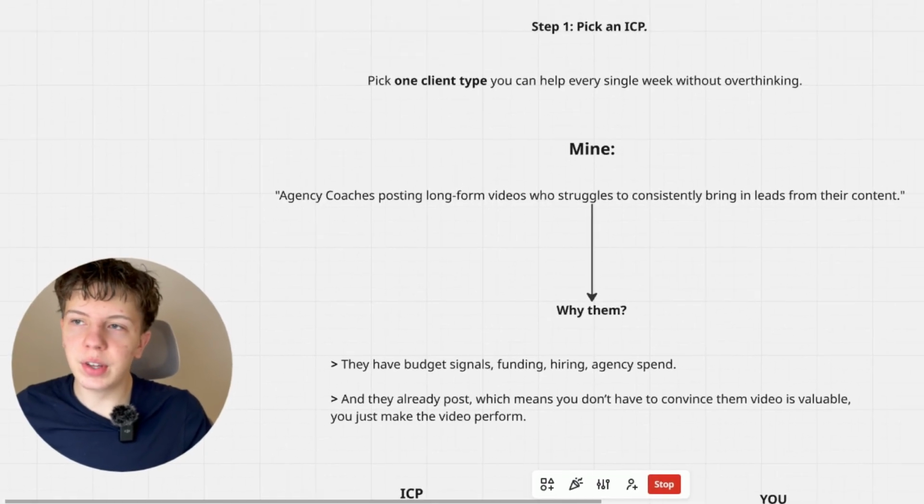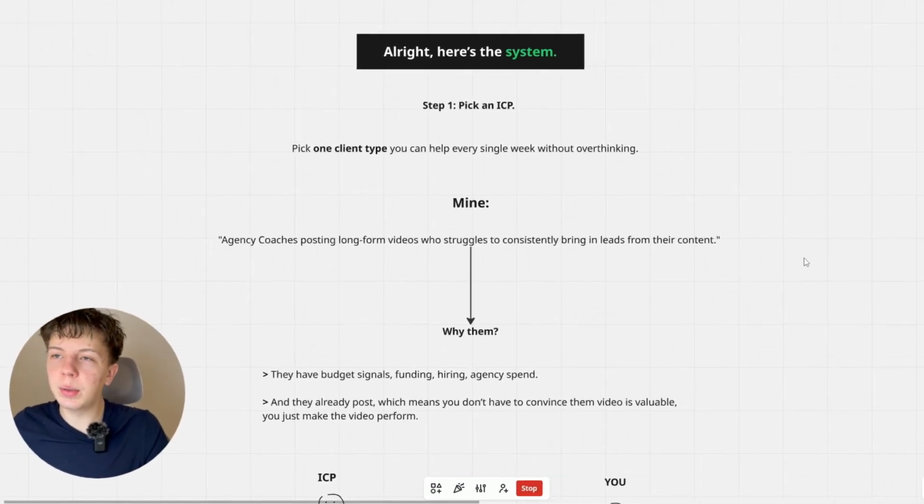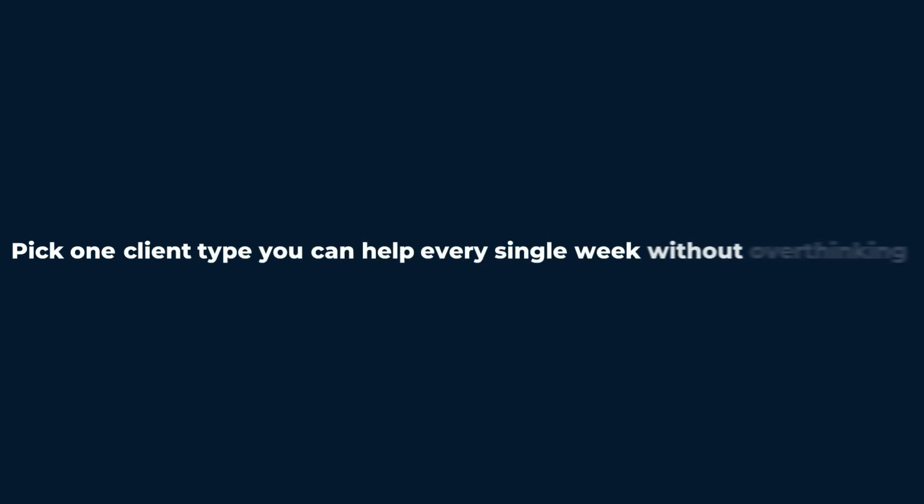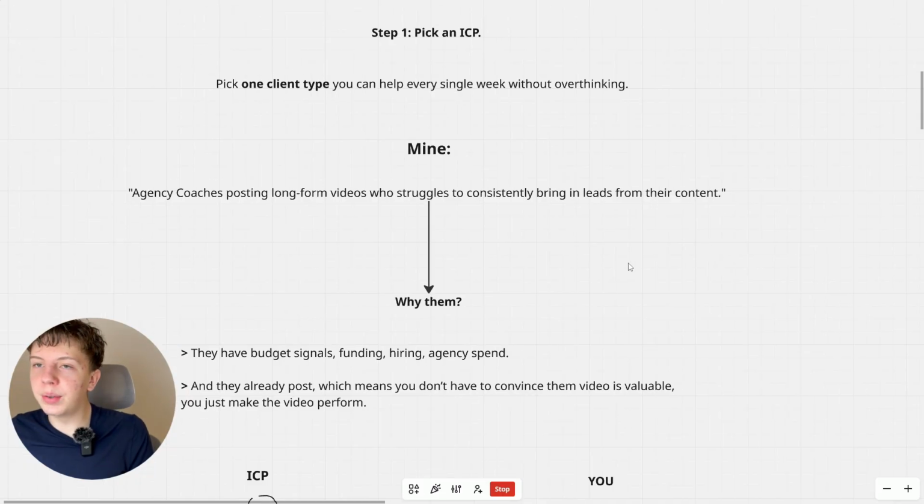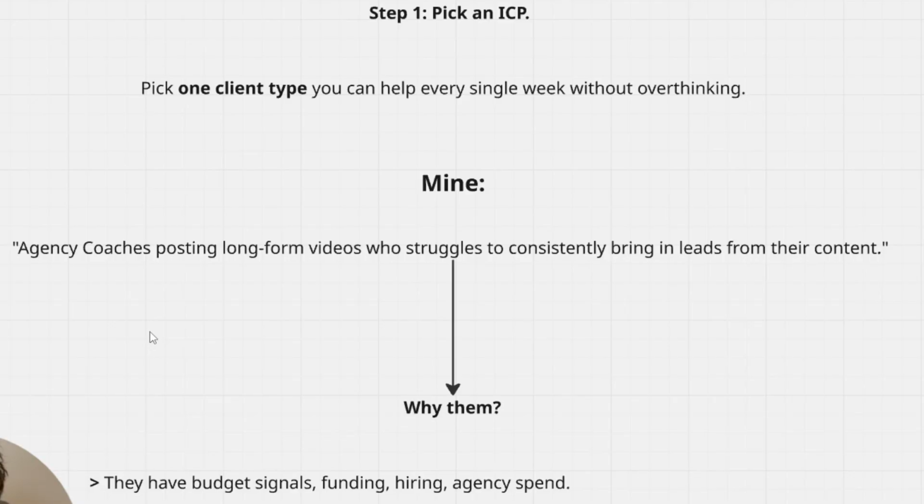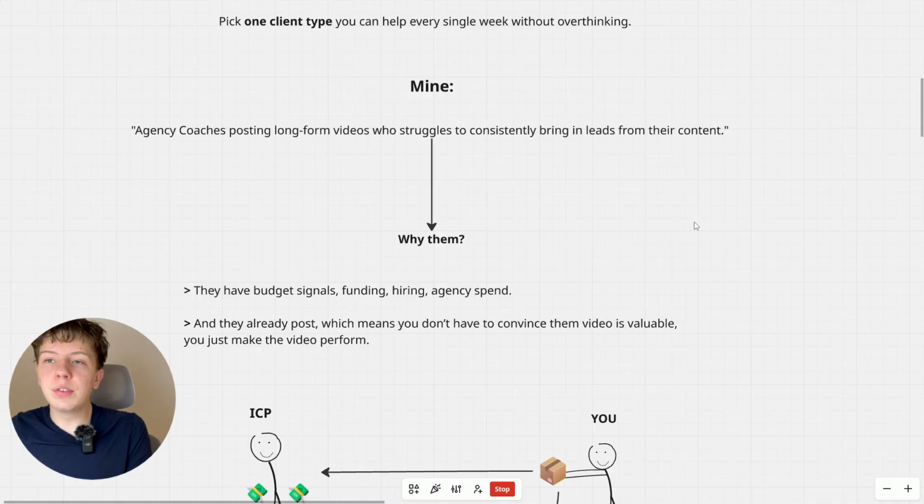Alright, here's the system. Step 1 is picking an ICP. Pick one client type you can help every single week without overthinking it. For example, here's mine. I chose agency coaches posting long-form videos who struggle to consistently bring in leads from their content. It's super specific, and that's the good part.